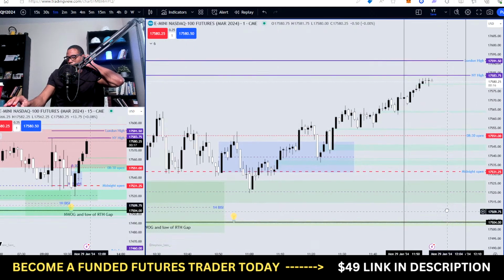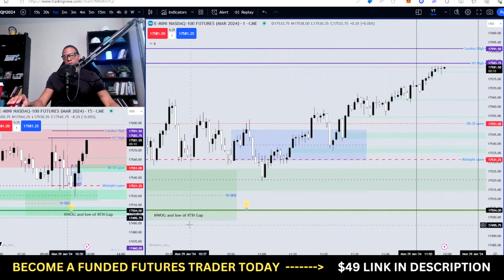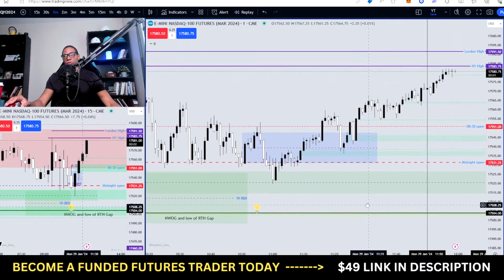Another reason why I didn't take the trade was I was also looking for these lows to be touched. We had a new week opening gap and the low of the regular trading hour. So I was hoping that price would retrace this far down, and it did. It turned around up here. And so I wasn't sure if that was a fake out or if it was really turning around.